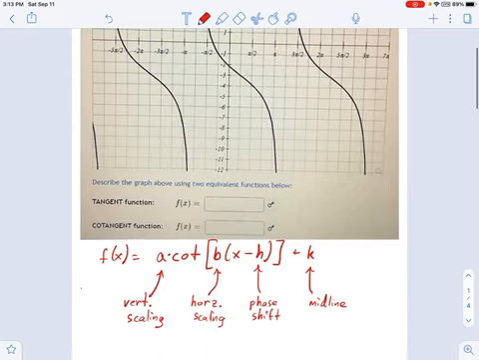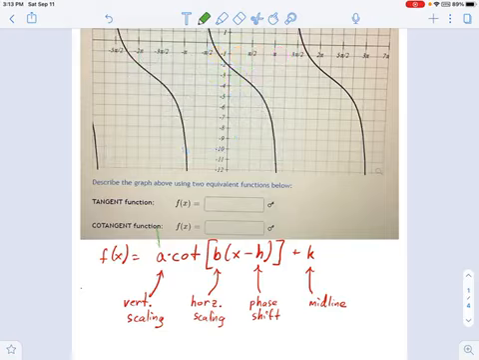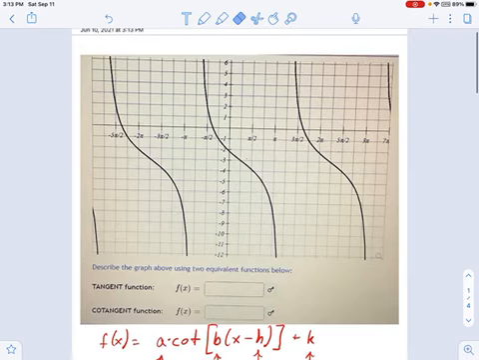And what we need to write the function is 4 parts of a graph. We need the vertical scaling factor, we need the horizontal scaling factor, we need the phase shift, and we need the midline. So we're going to figure out what each of these things is from our picture, and then we're going to build the equation like that, okay?